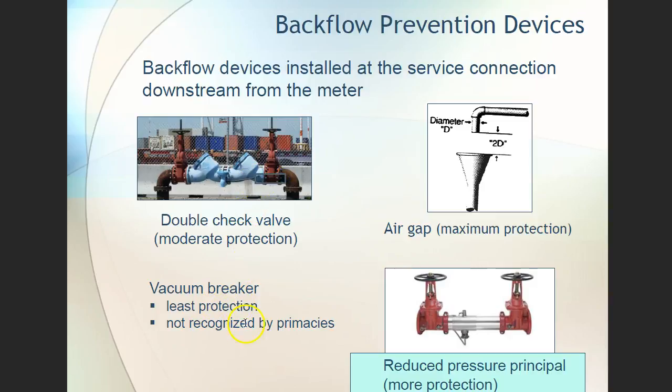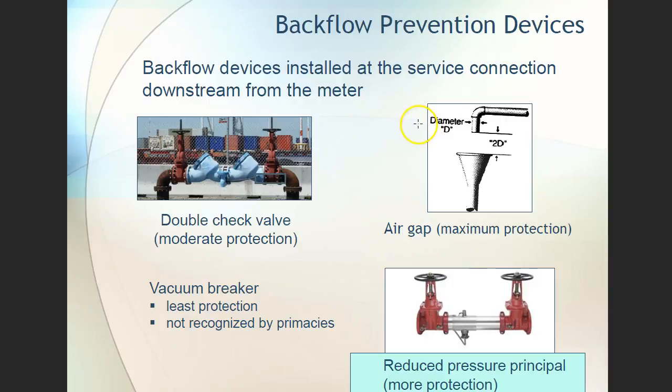A vacuum breaker is the least amount of protection. It's not recognized by primacies. I don't know if anybody's ever used a vacuum breaker. A lot of the new homes have them in the subdivisions on the hose bibs outside, and that way potentially gives some back seepage prevention.